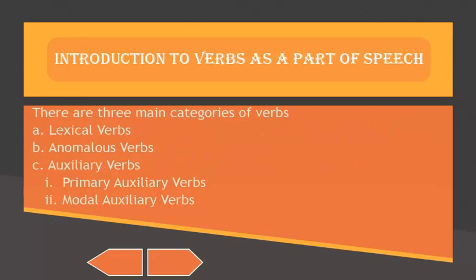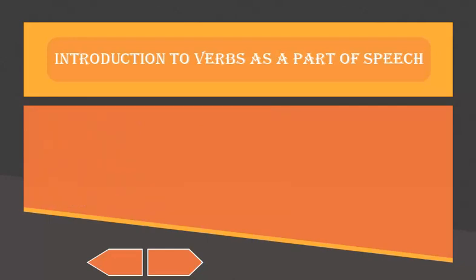There are 3 main categories of verbs. A. Lexical verbs. B. Anomalous verbs. C. Auxiliary verbs. Auxiliary verbs are further divided into 1. Primary auxiliary verbs. 2. Modal auxiliary verbs. Let's practice some questions.